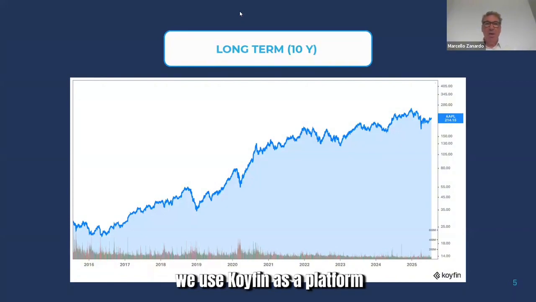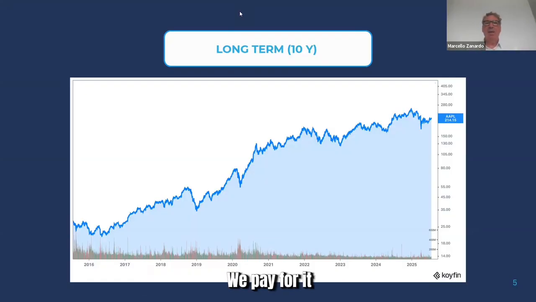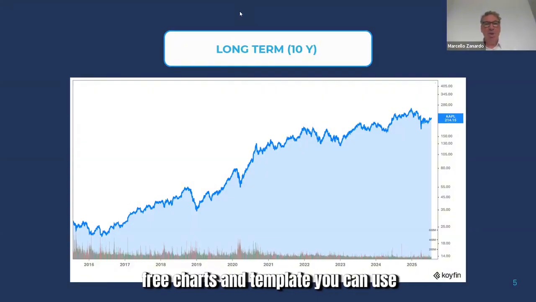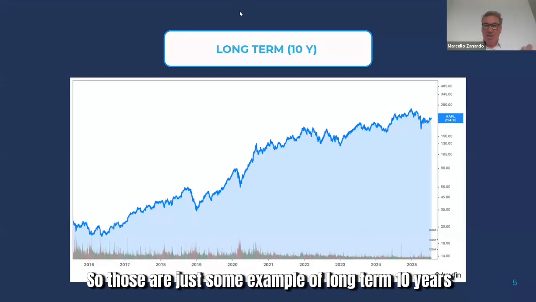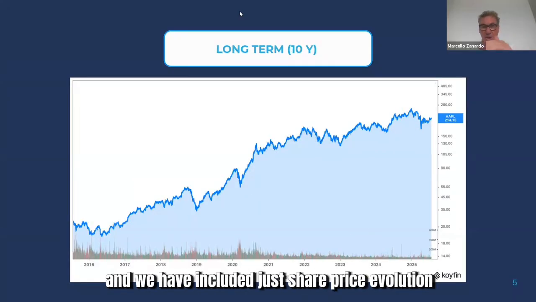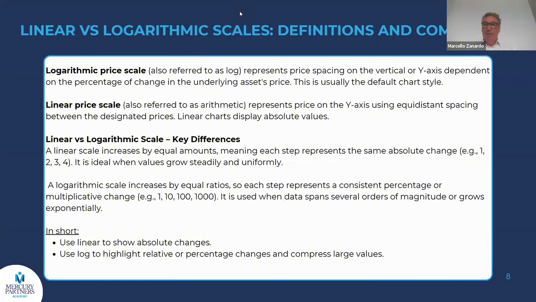Those are just examples. We use Koyfin as a platform. There are many platforms out there. You get a free basic version of Koyfin. We pay for it, but we have more tools available. But there are many free charts and templates you can use. So those are just some examples of long-term, 10 years, mid-term, and short-term. And we have included just share price evolution with volume at the bottom.